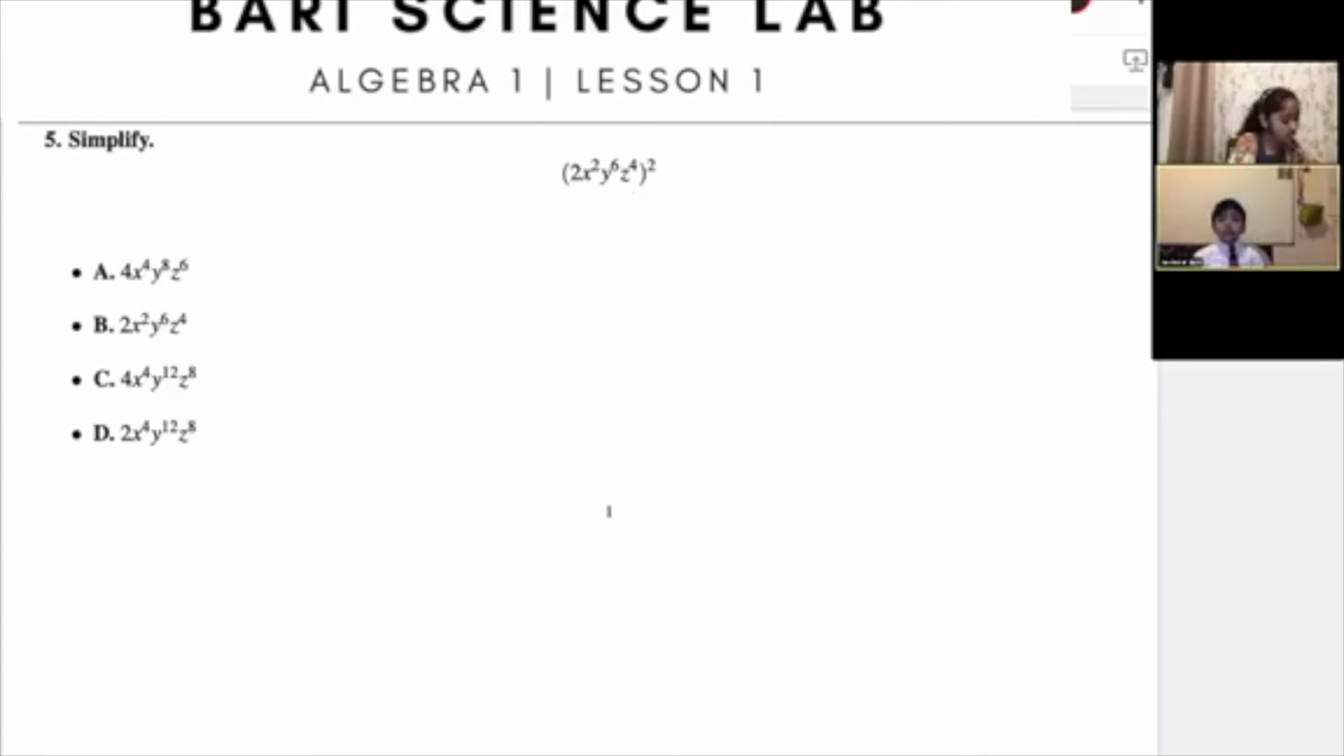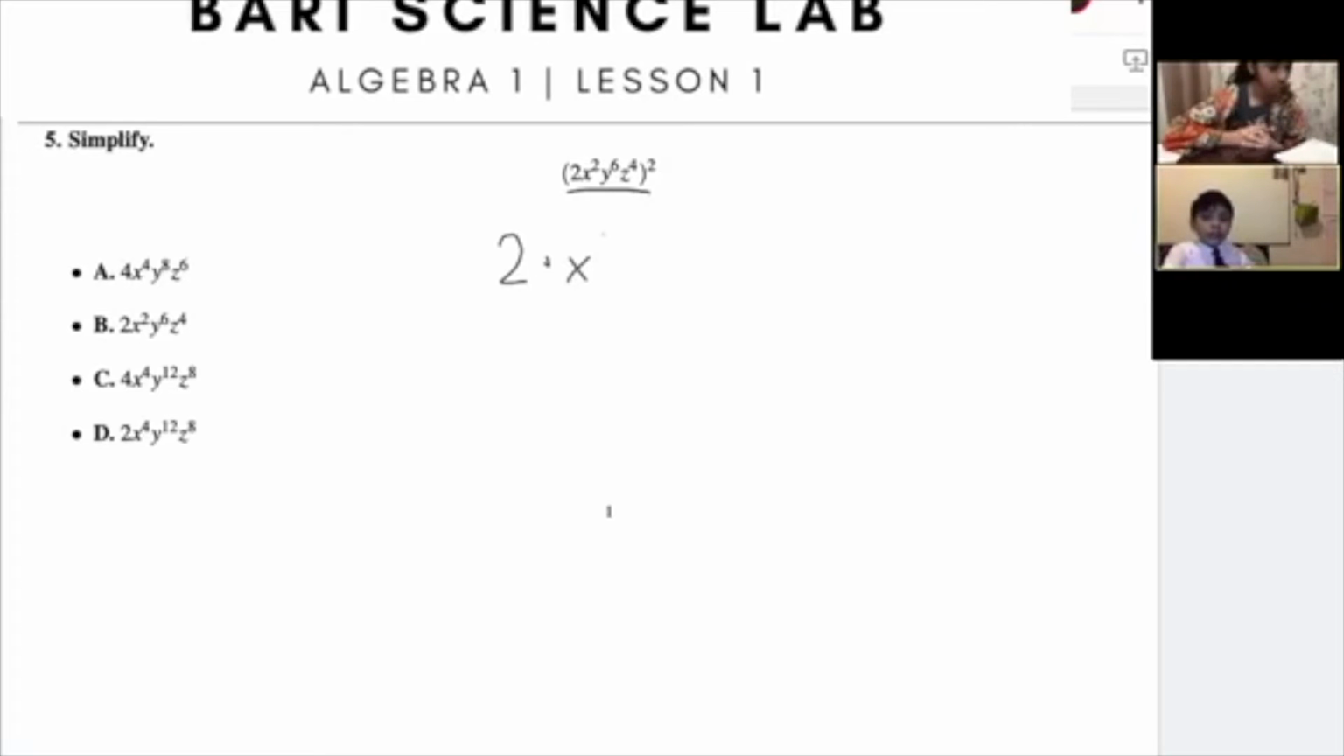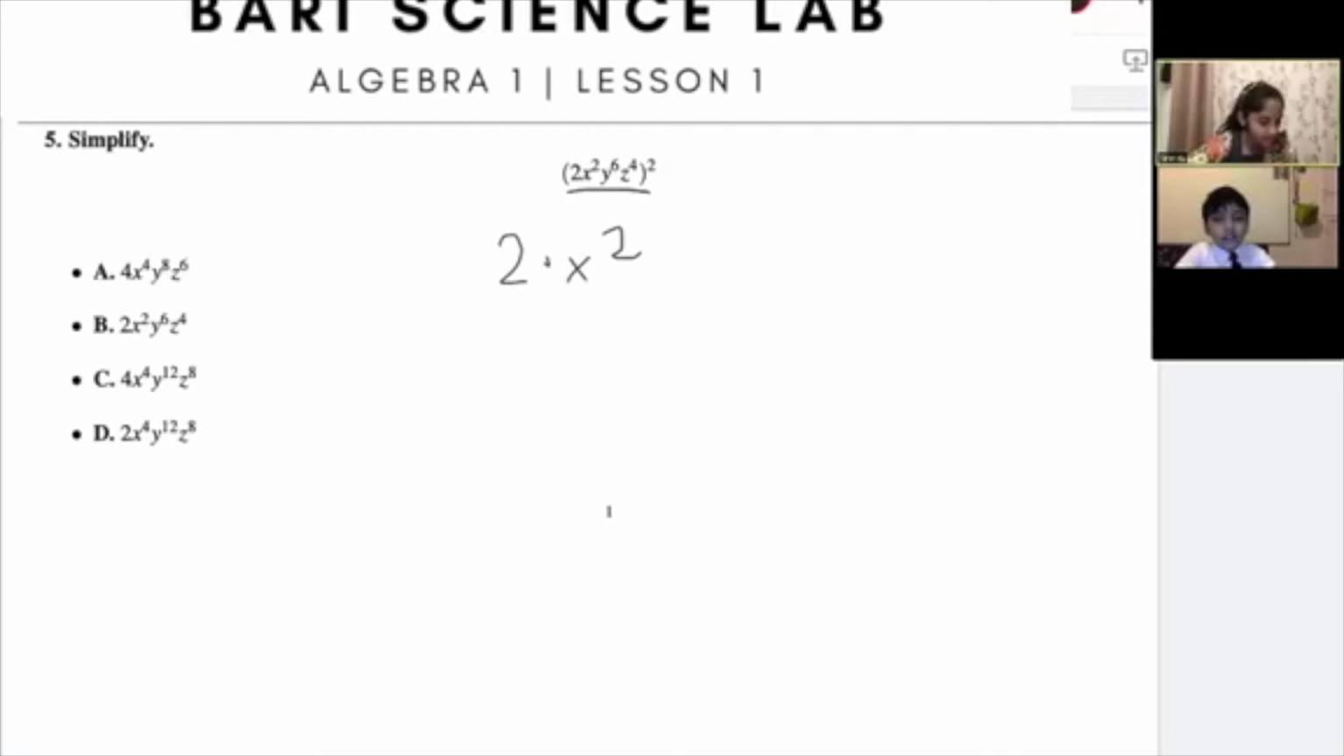first we have to split this up into its parts. So, what is 2x squared? 2 times x squared, right? 2x squared is 2 times x squared, right? 4x to the power of 4, y to the power of 12, and z to the power of 8.